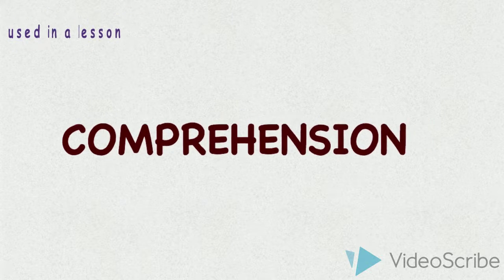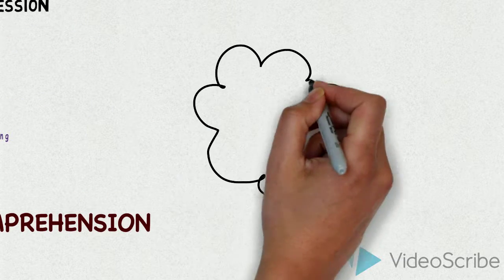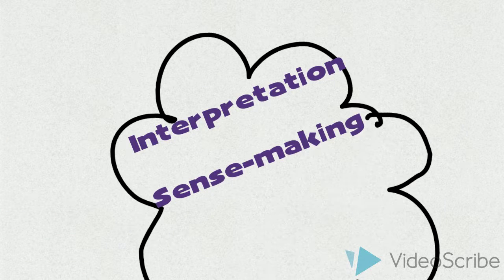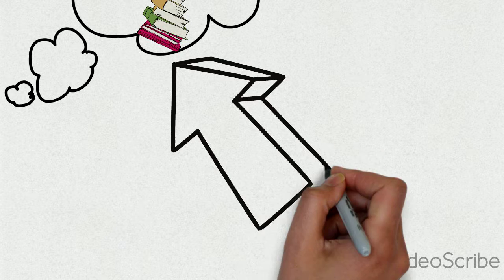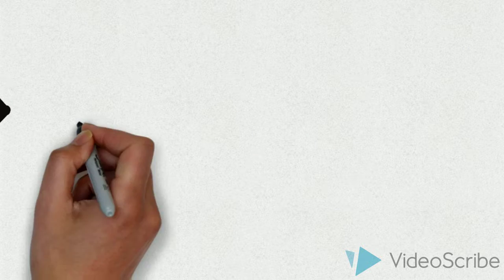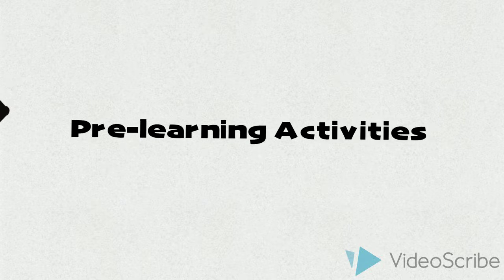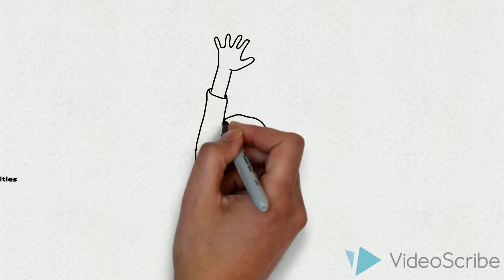As we learn in our course content, comprehension of something is the understanding of information that involves interpretation and sense-making. We often associate comprehension with reading, listening, and viewing. Today, I am going to focus on supporting reading comprehension in content areas using pre-learning activities in classes. As teachers, the students we will encounter will come from diverse backgrounds.